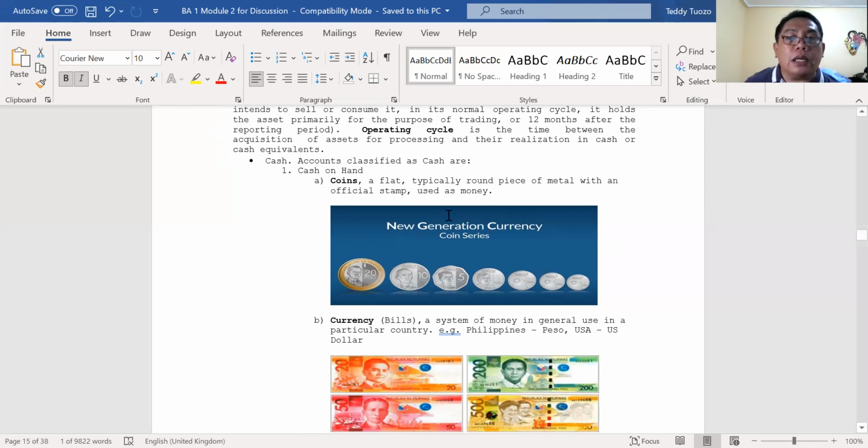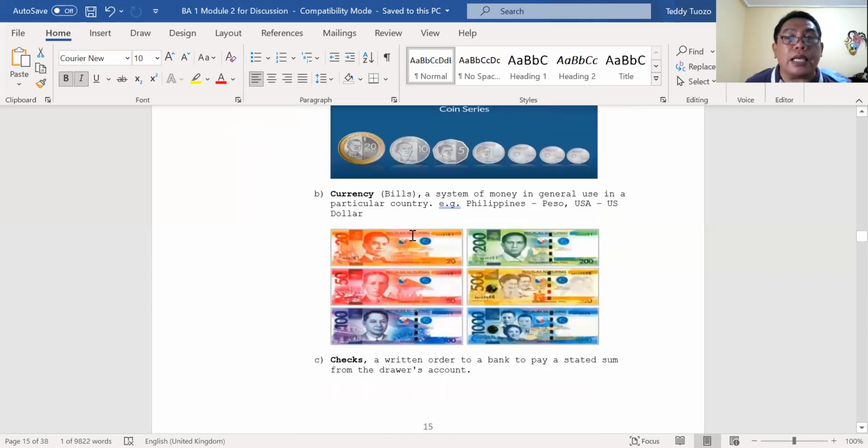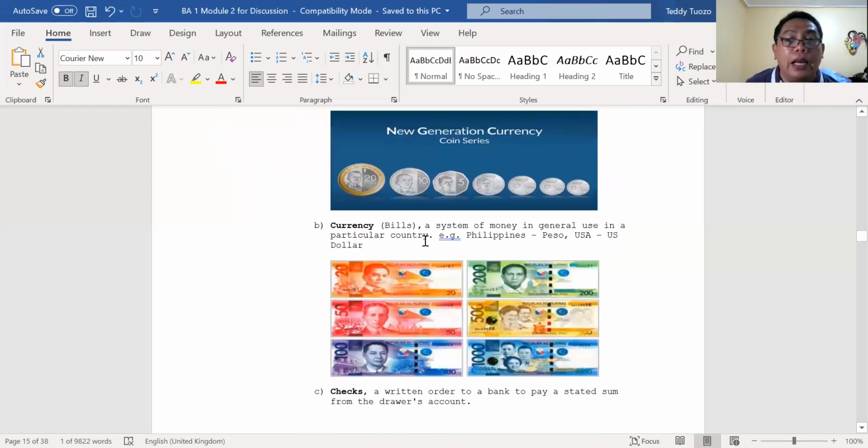Then of course, it could be coins, no? We have here the new generation 20 peso coin series. And then we also have currencies, our bills, the paper money. Now, for all we know, we have all of these, like the new 20 and 50 peso bills. And of course, the old bills are no longer existent. They are already demonetized, no longer in circulation.